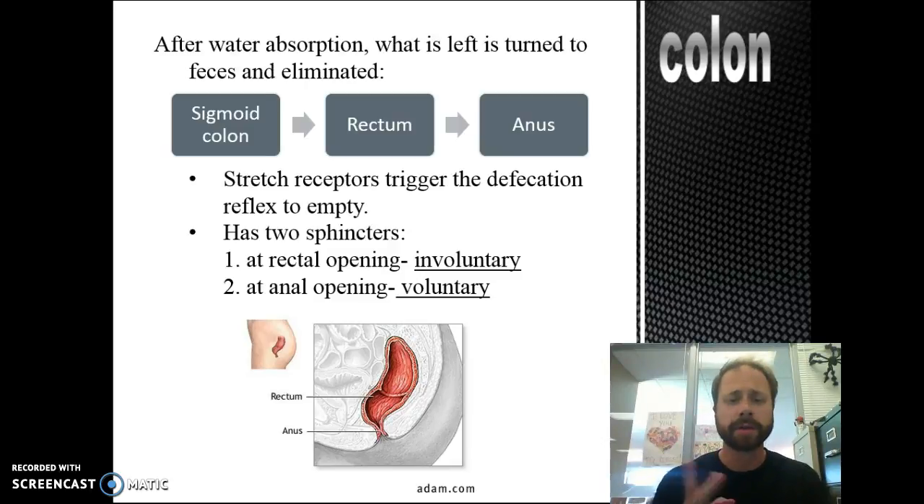All right, now there are two sphincters. One is involuntary, and that's your rectal sphincter, okay? That's this one right here. You don't have control over that one there, but you do have control over the anal opening. Sometimes I feel like we don't have control over it after that Mexican meal. But we do have control over that, to a point, and that is why we say it's a voluntary action there.